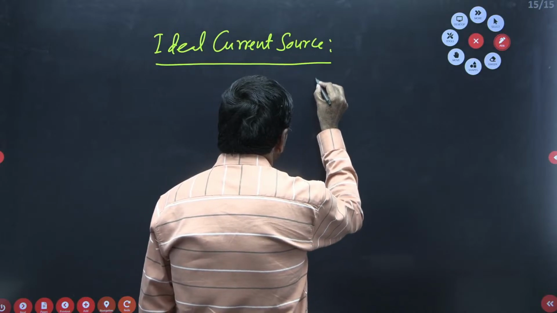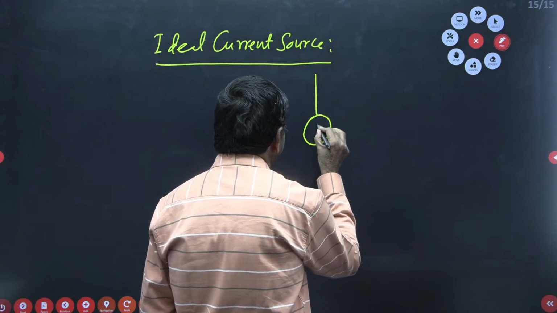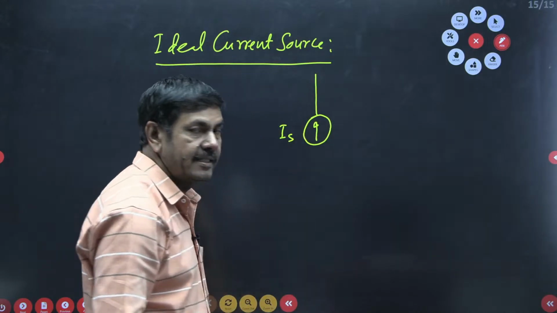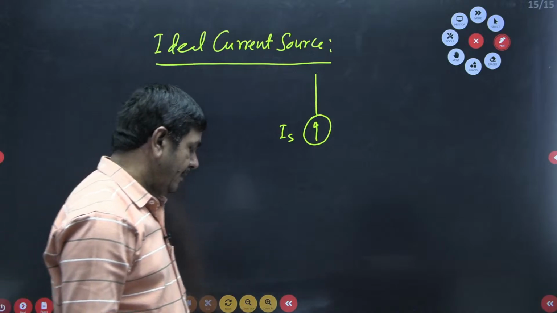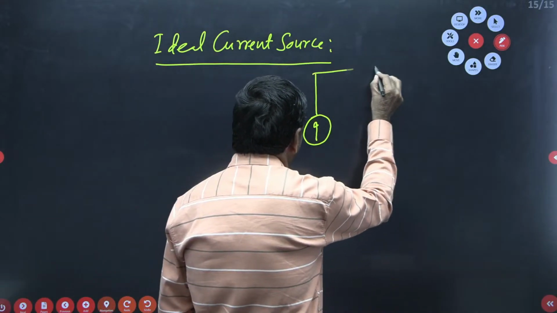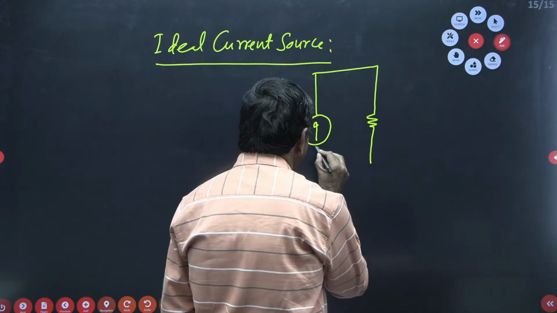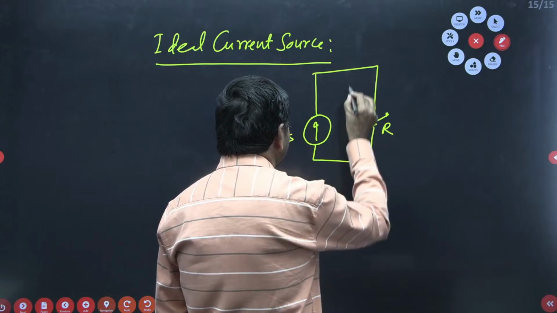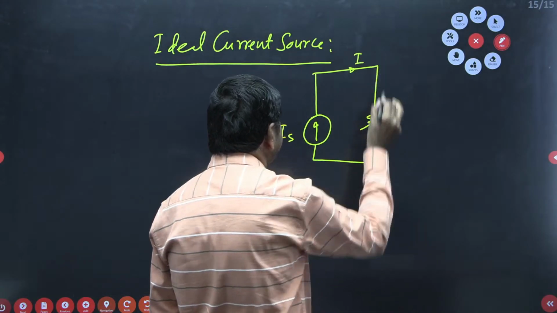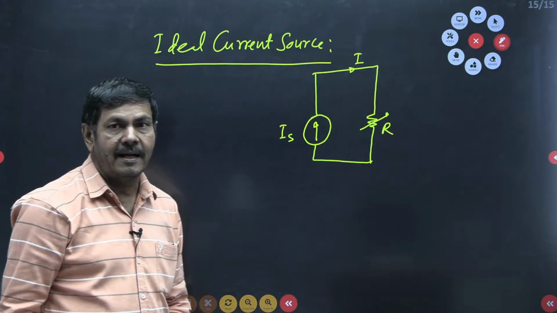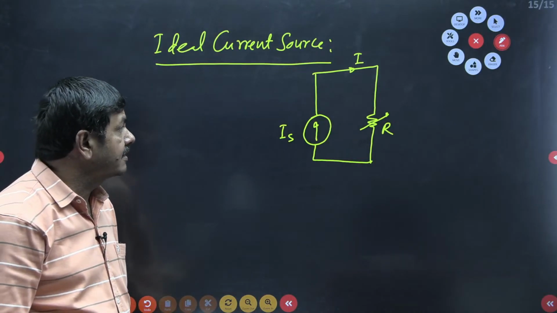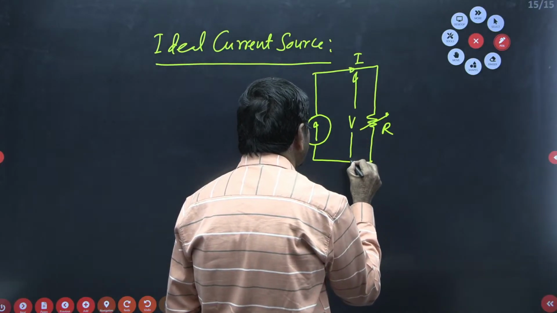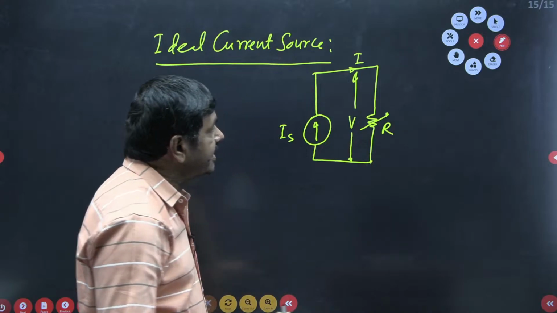In an ideal current source, we should not connect any internal resistance; the internal resistance is to be considered 0. IS is the source current here. I wish to connect a resistor R, a variable resistor. This current I is the same as IS. It won't be changed, but there is a change of the voltage, which is possible when you are changing the resistor.